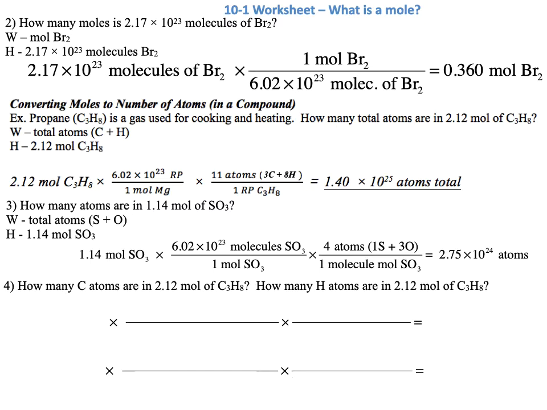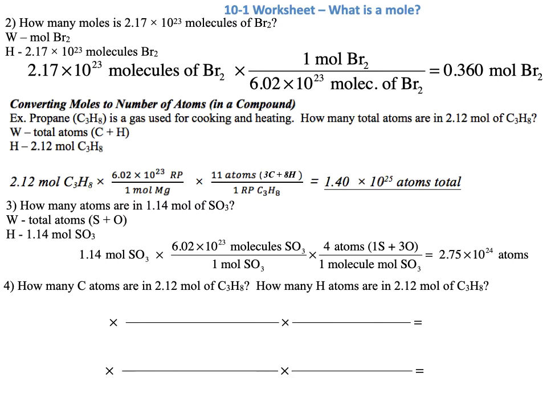Now, number 4 is similar to the one up top, except I want to just do one thing. This one's a little different from the one above. How many carbon atoms are in 2.12 moles of C3H8? How many hydrogen atoms are in 2.12 moles of C3H8? So this is similar to the one above number 3, but it's a little bit different. So watch how I do this.